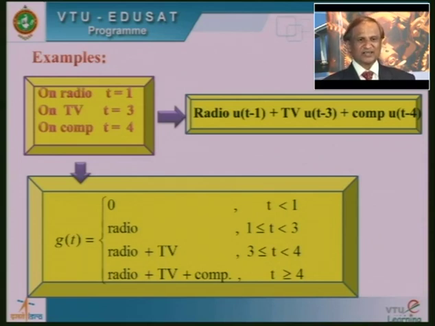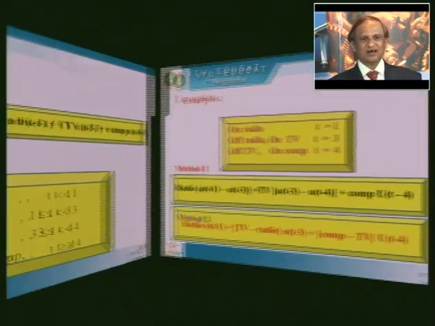You can take any general function, say g of t is equal to 0 at t is less than 1. It means if time is less than 1, radio is off, television is also off, computer is also off. At time t is equal to 1, radio will be on, in between 1 p.m. and 3 p.m. Similarly, radio plus TV will be on in between 3 and 4 p.m. And the last one is radio plus TV plus computer, on at t is equal to 4 onwards. Like that you can define.